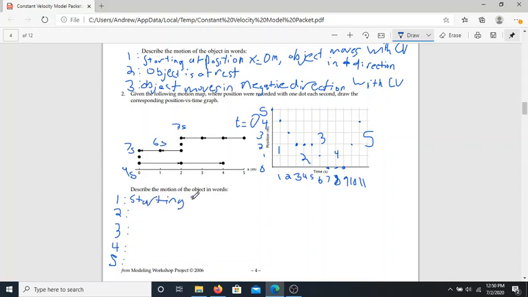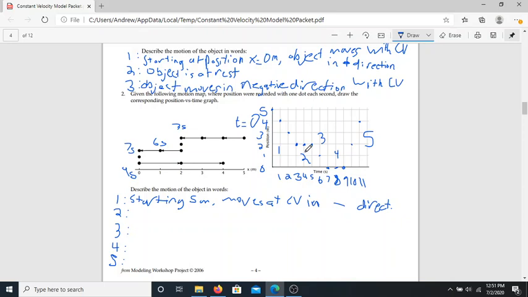So starting at 5 meters, the object moves with a constant velocity, because it's a nice diagonal line. So it moves at CV in the negative direction, because it looks like the numbers are getting smaller, getting more negative. That just means it's moving backwards here. And I apologize, I'm going to shorthand direction as well. So section 1 right there, starting at 5 meters, moves at a constant velocity in the negative direction.